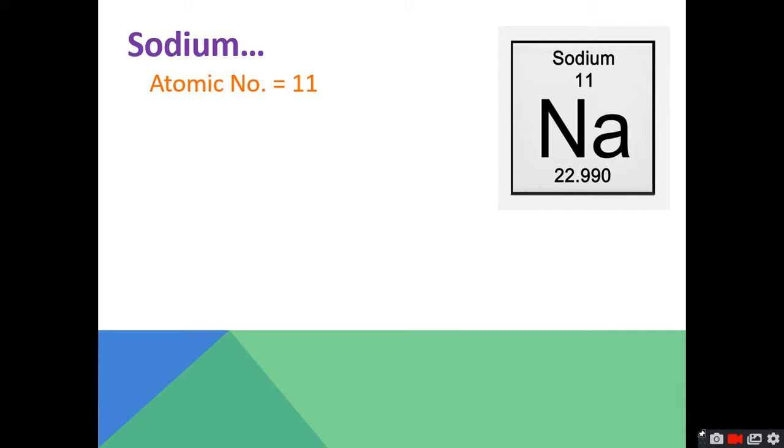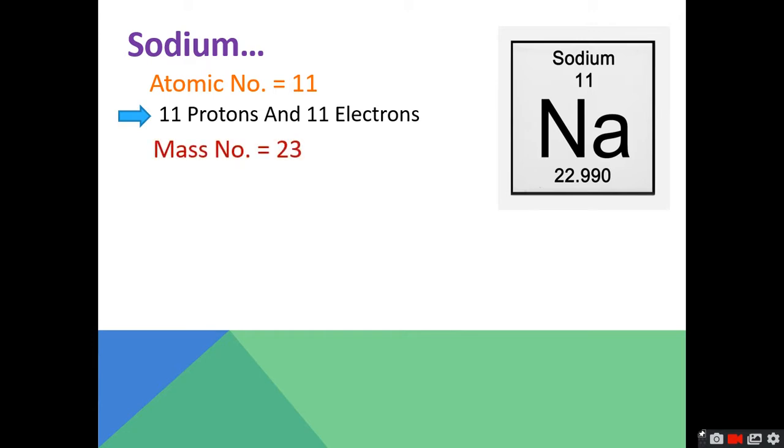Sodium has an atomic number equal to 11. The atomic number is equal to the number of protons, which is also equal to the number of electrons. Therefore, sodium has 11 protons and 11 electrons. The mass number of sodium is 23. As we know that sodium has 11 protons, so answer this. How many neutrons do we need to get the mass number 23? Think. 12. Eureka! So, 11 protons and 12 neutrons are equal to 23, the mass number.